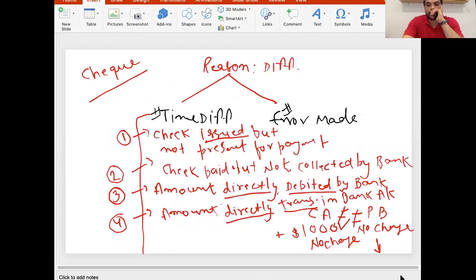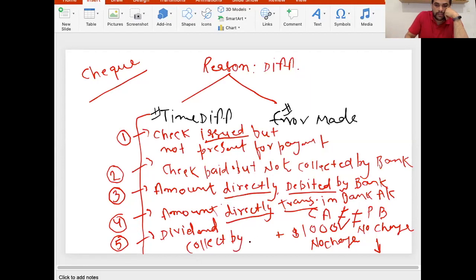Now we move on to the next. Next is number 5. Number 5 is dividend collected by bank.